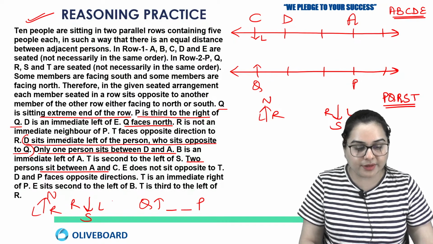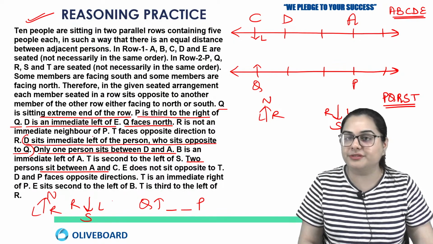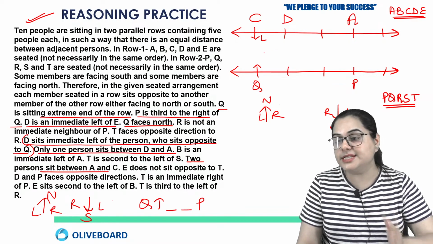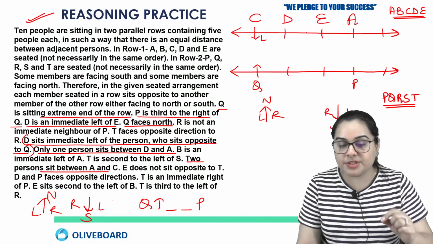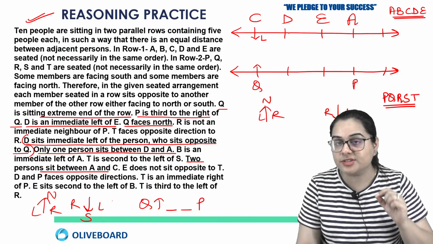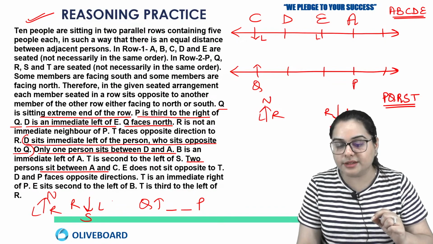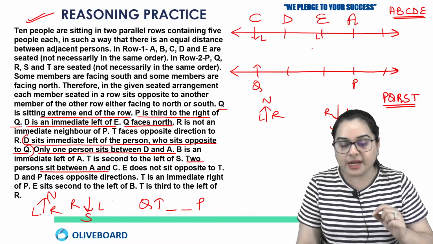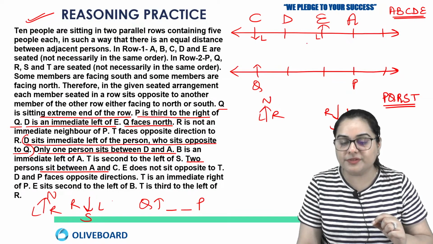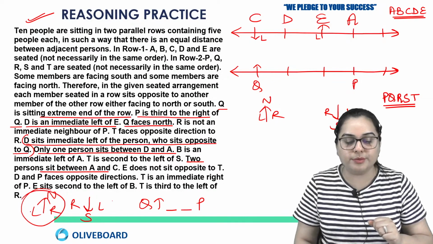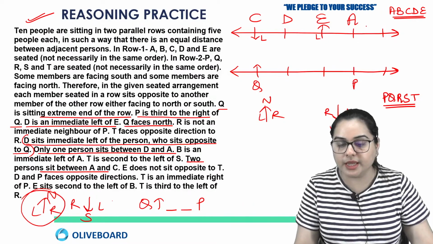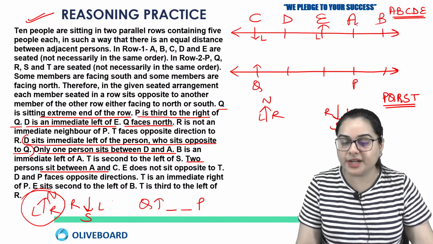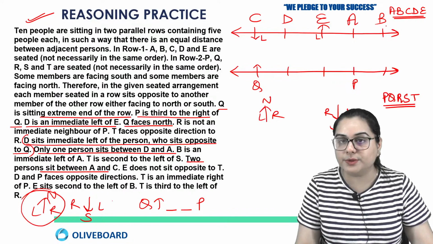Now here we have this line, D is an immediate left of E. Immediate means D is sitting with E, so I'm going to write E here. Where D is, it is just immediate left of E. So we are simply going to take the left of E here towards D, and if left of E is here, E will be facing north. You can take help from here also. This is how we are going to solve about E. It is just one person who is left, and that person is B. So here I'm going to write B.